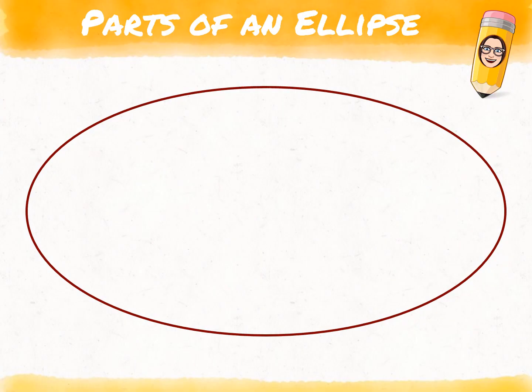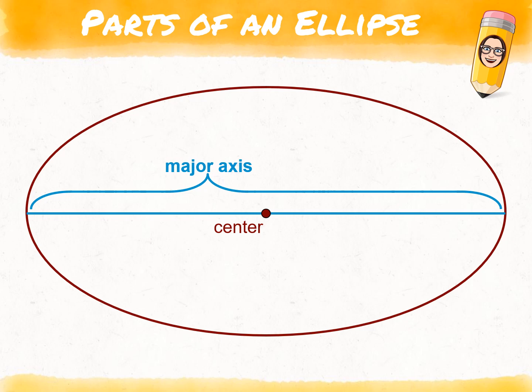All right, let's talk about the parts of an ellipse. Importantly, we have the center point. Now, it doesn't have a consistent diameter length like a circle, and so we do have two lengths that are very important. The first length, the longest piece, is called the major axis. And then we also have the minor axis.